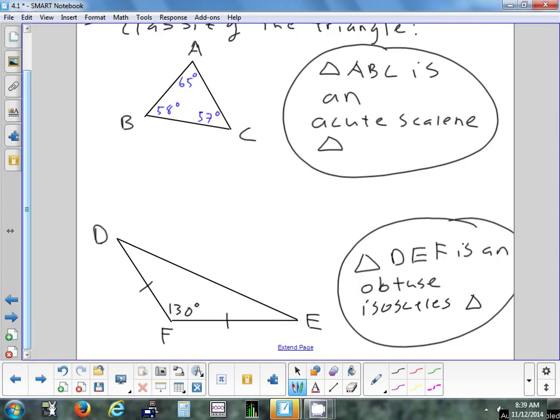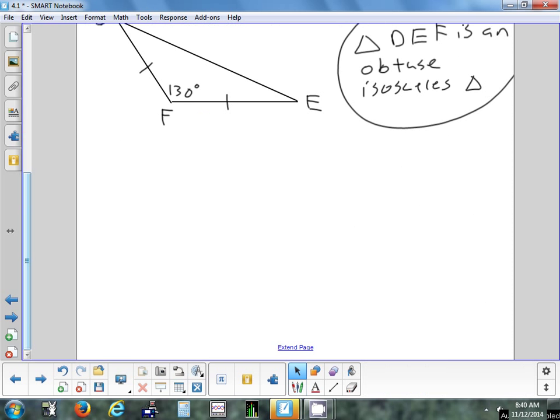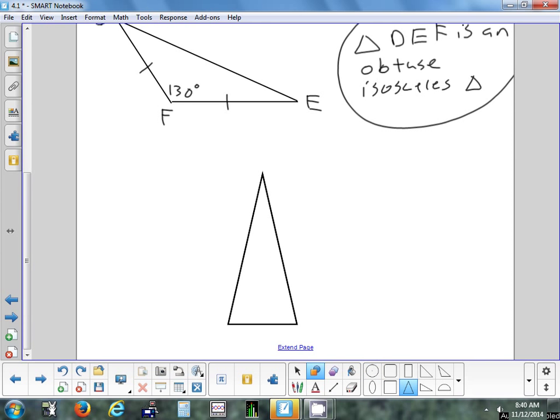Okay, any question on that? Classifying a triangle. Could you have an acute isosceles triangle? Is that possible? What do you think? An isosceles triangle where all the angles are smaller than 90. Yes. Yeah, you could draw that. Actually, I think they have one right here. Something like this. There is an acute isosceles triangle. These two sides are the same, and all the angles here would be less than 90.